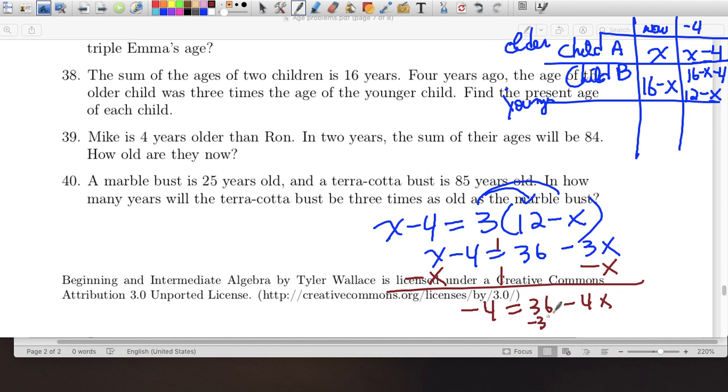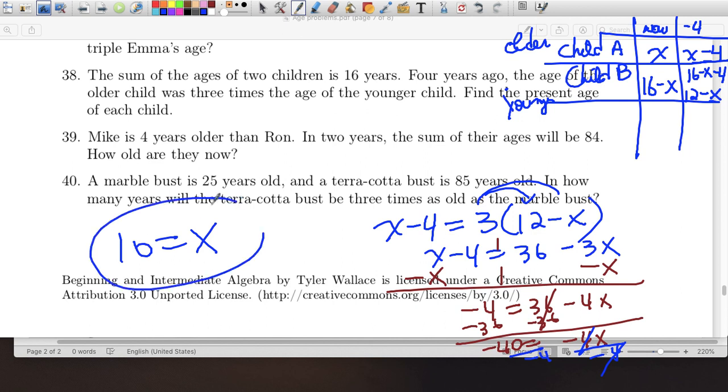I'm going to do minus 36 here and minus 36 here. Then these two go away, and we have minus 4x on the right side. Negative 4 minus 36 is negative 40. We're going to divide both sides by negative 4. Negative 4 divided by negative 4 is positive, right? So we get x equals, and negative 40 divided by negative 4 is 10. So one child is 10, which means the other one is 16 minus 10, which gives us 6.